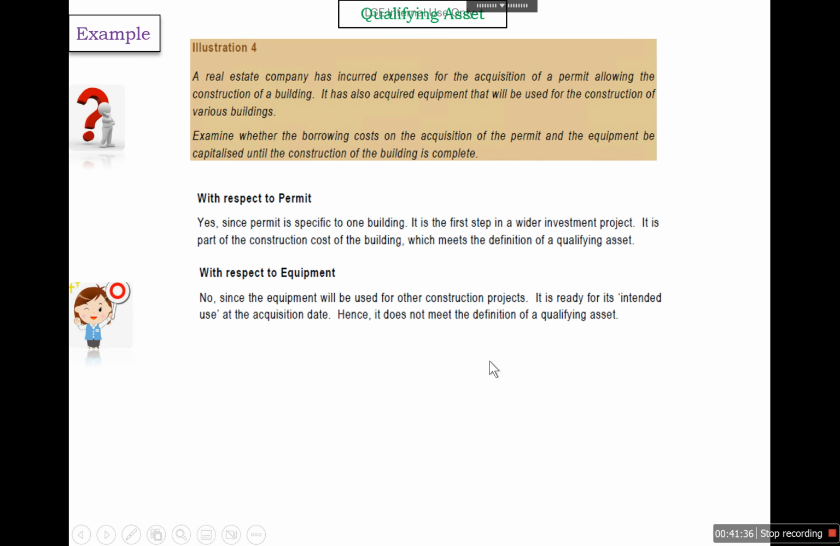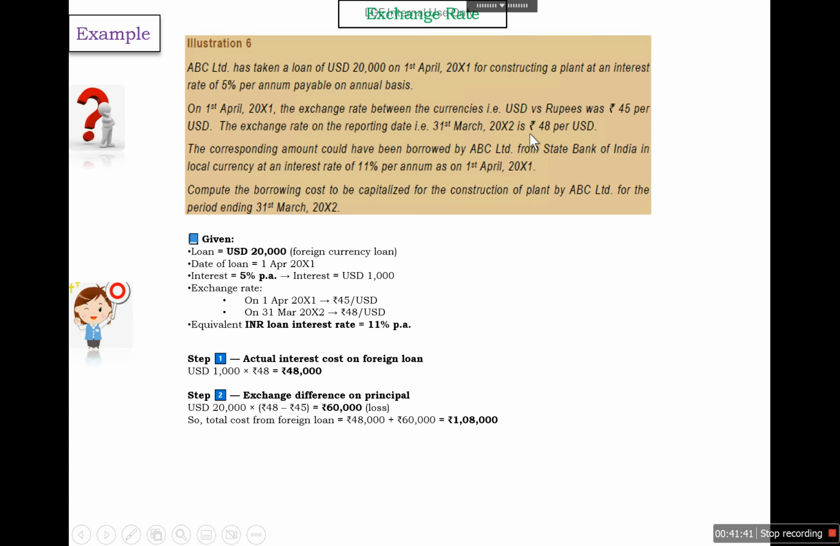This example we have earlier discussed. Real estate also we have discussed. This also we have discussed.